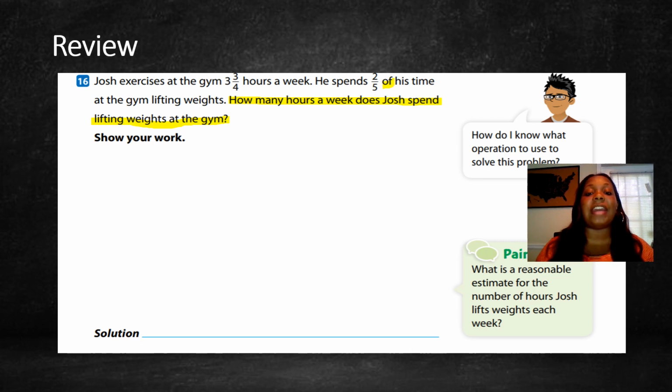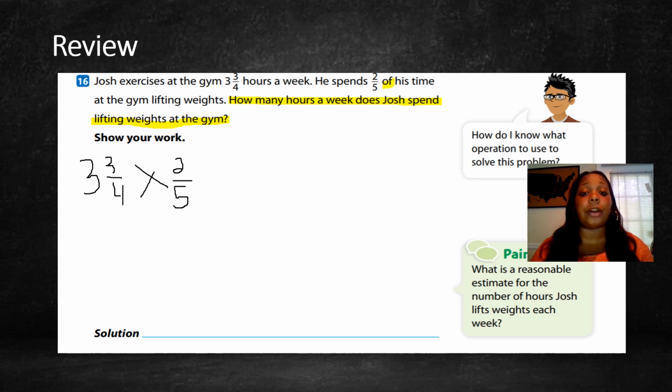And so in order to find out what 2/5 of 3 3/4 is, we're going to multiply. So we're going to take our 3 3/4 and we are going to multiply that by 2/5. Remember, because we are not adding or subtracting, we do not have to find a common denominator. We're simply going to multiply across.